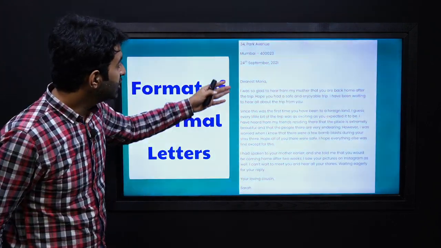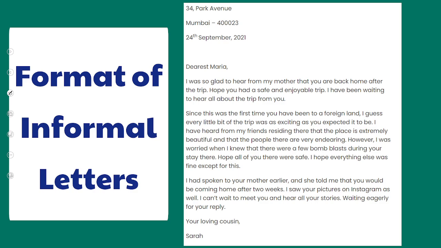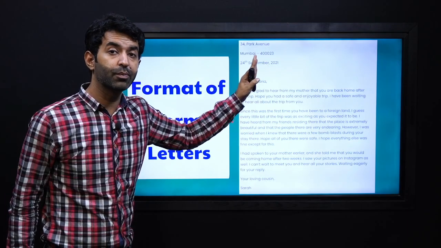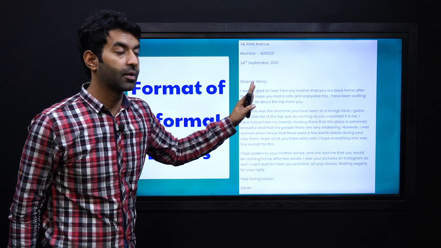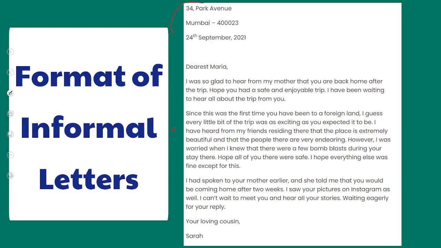Students, you can see over here that we are using the full block format. Everything should be on the left side of the page. You can write your address, date, and by giving some space, now you write your salutation, dearest mother, dearest father, or name of your friend or family member, comma, and then you start writing your letter body.